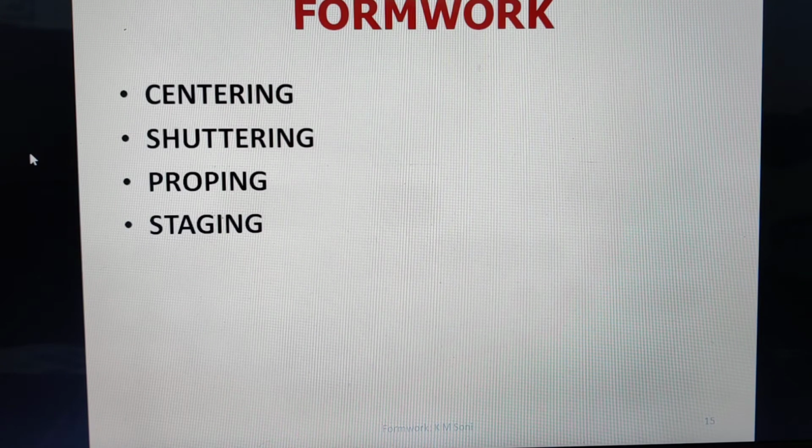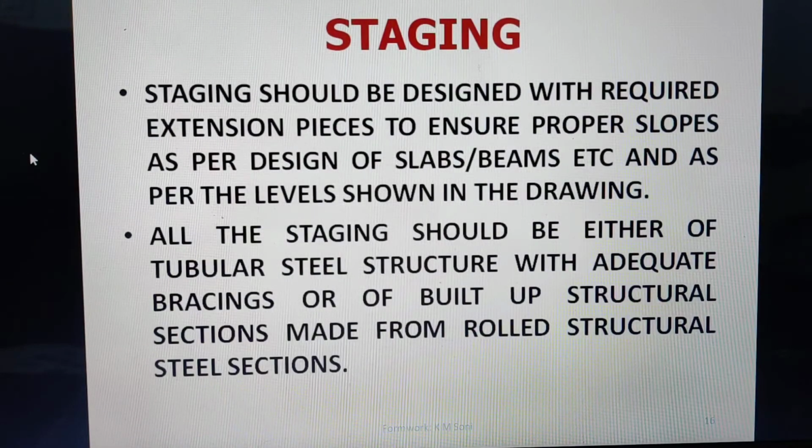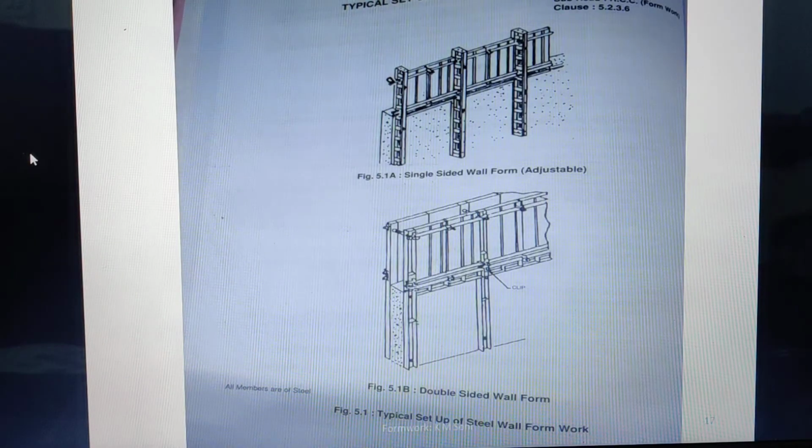So formwork basically includes centering, shuttering, propping and staging. And staging should be designed with required extension pieces to ensure proper slopes as per design of slabs, beams, etc. and as per the levels shown in the drawings. And all the staging should be either of tubular section, steel structure with adequate bracings, or of built up structural section made from structural steel sections.